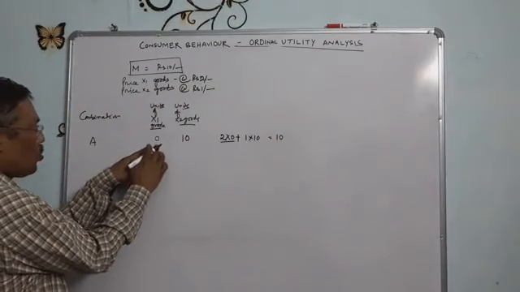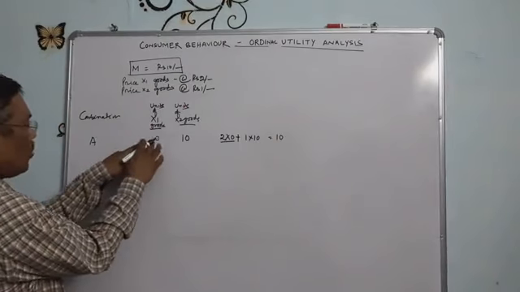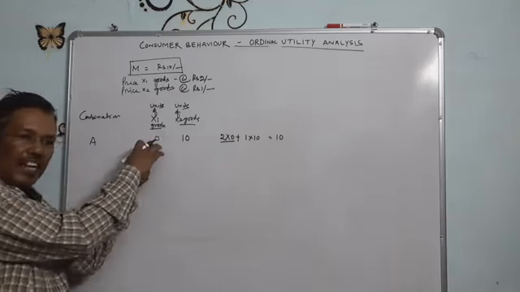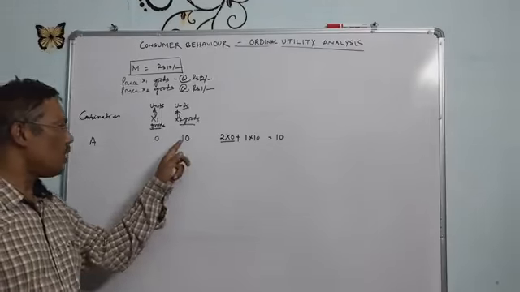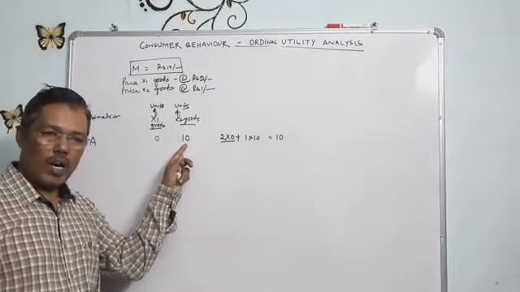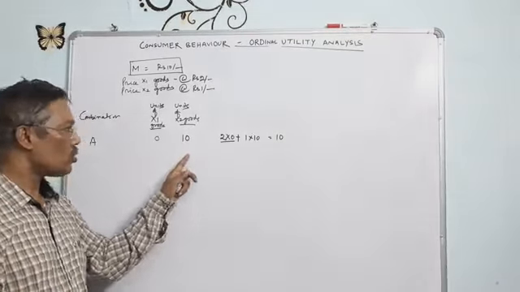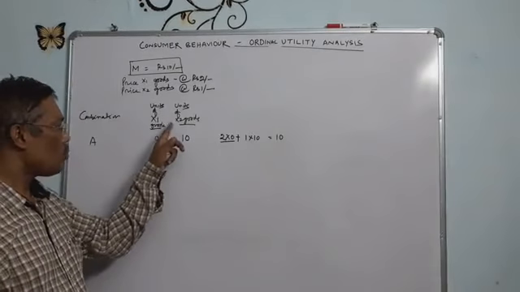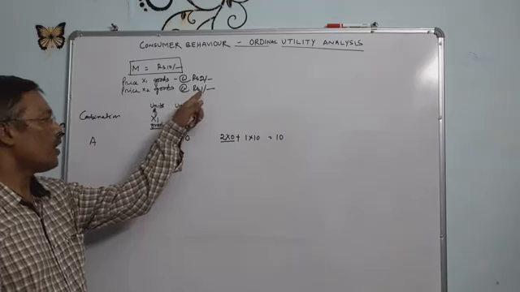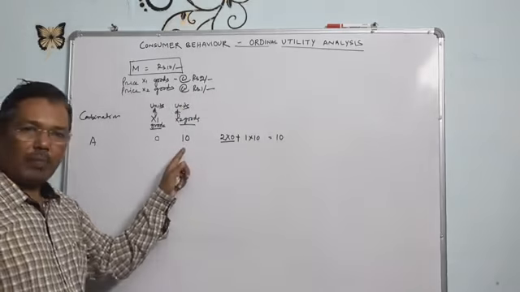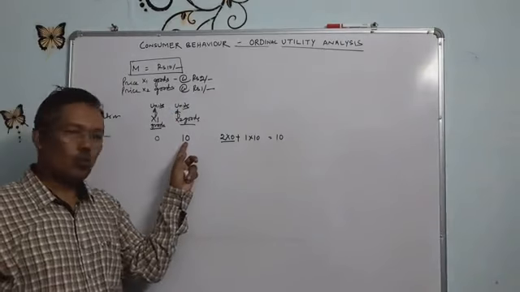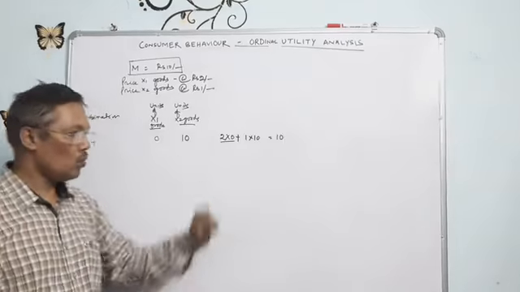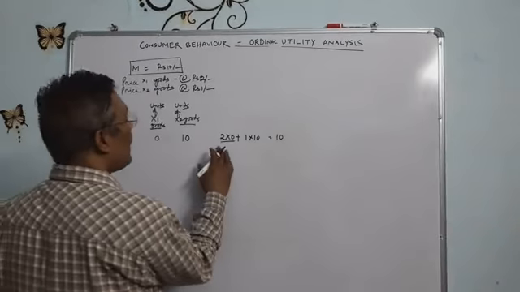The price of X1 is rupees 2. The consumer will not spend on good X1, so all the remaining 10 rupees he will spend on good X2. Since the price of X2 is rupee 1, he will spend all 10 rupees by purchasing 10 units of good X2. That is what I did right here.